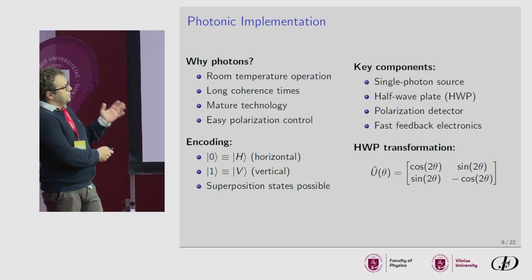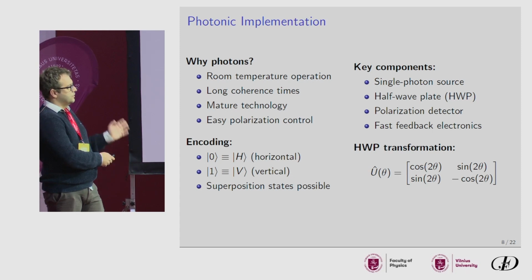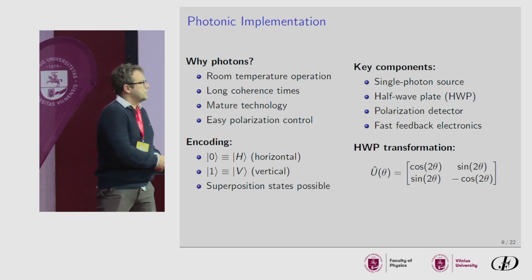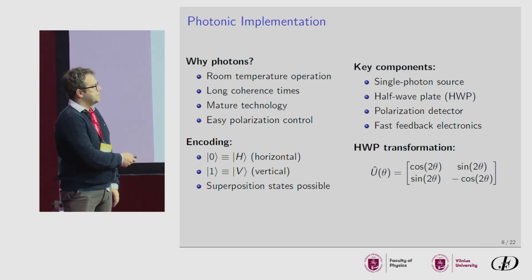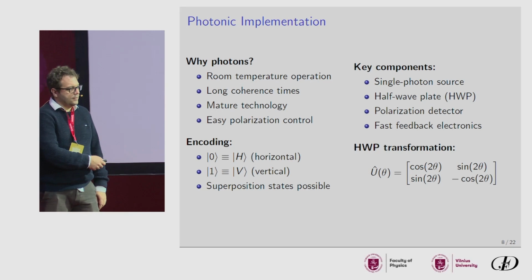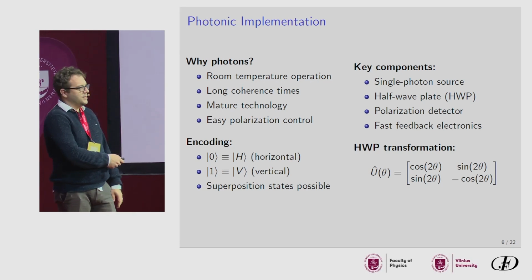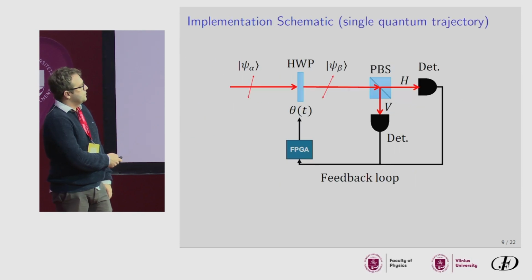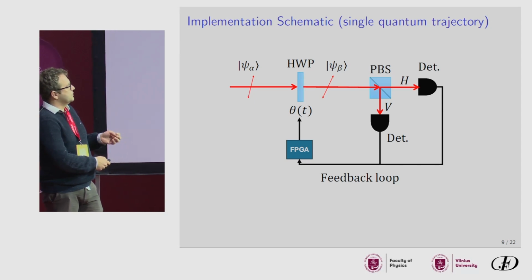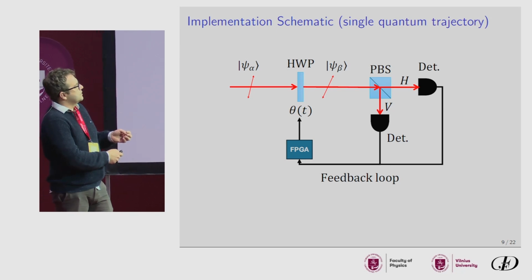Okay, and you can do this with photons. This is mature technology. You can encode 0 in horizontal and 1 in vertical polarization state. You can apply a half-wave plate transformation with this theta angle. Actually, it turns out to be probably the best way of doing this. And if you prepare such a simple device and feed this to some FPGA and some probably liquid crystal based HWP, you will be able to get the behavior that we want.